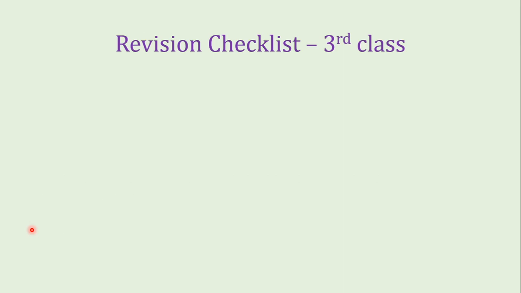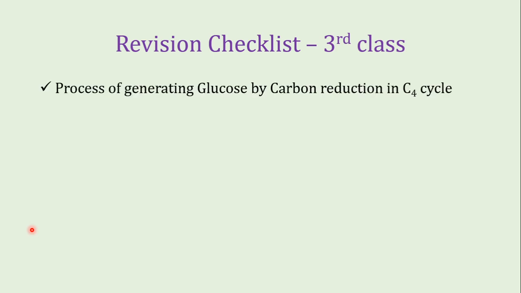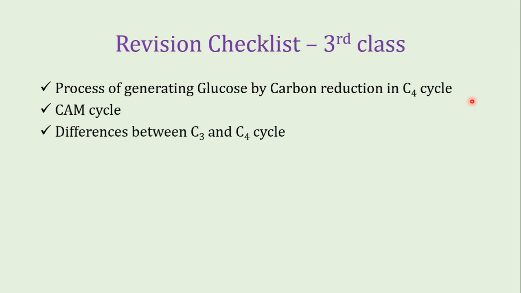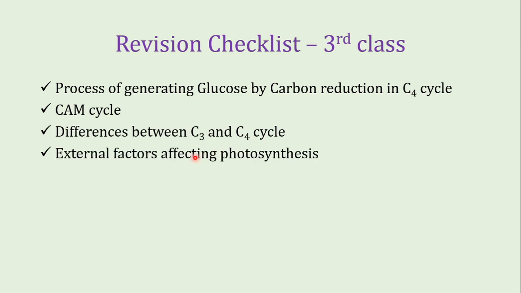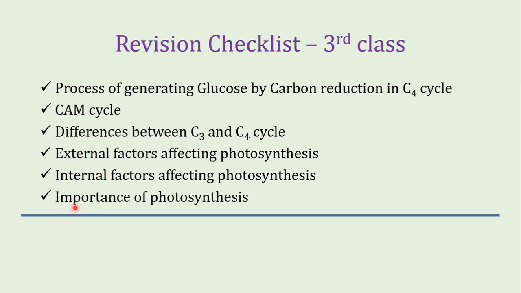So let's revise what we have learned in today's class. We have learned about the C4 cycle to produce glucose that is followed in some plants like maize or sugarcane. We have also understood the CAM cycle to produce glucose that is followed in aloe vera, cactus or pineapple plants. We have also understood the differences between the C3 cycle and C4 cycle, and we have also discussed the external and internal factors affecting photosynthesis and the importance of the photosynthesis reaction.